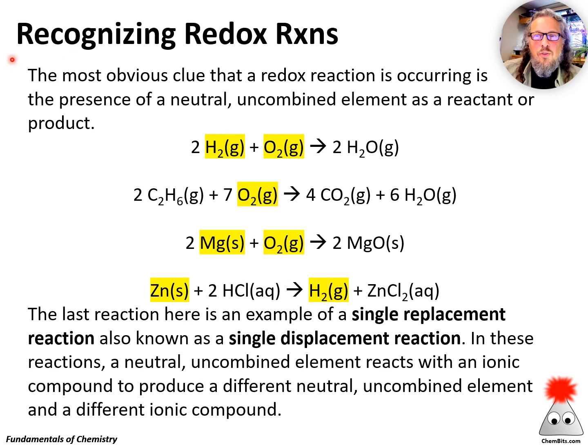Specifically this last one, there are a few types of sub-reactions within redox. This last type is also called single replacement or single displacement reaction. So a neutral uncombined element reacts with some ionic compound, usually an acid, to form a neutral uncombined element and a different ionic compound. So single displacement or single replacement are a specific type of redox reaction.